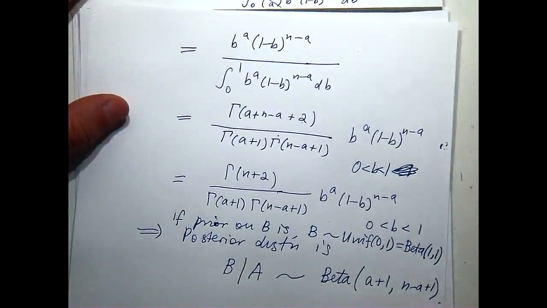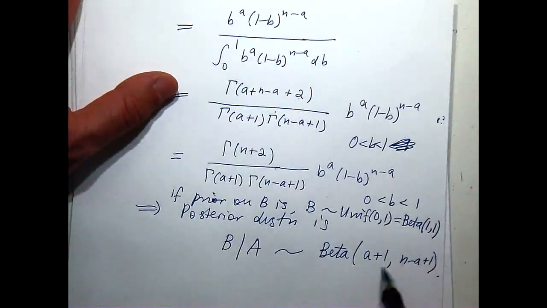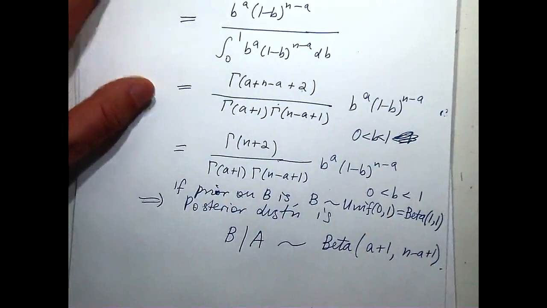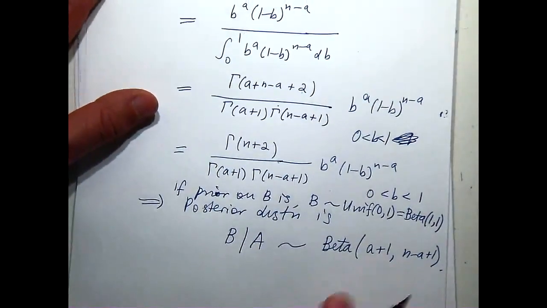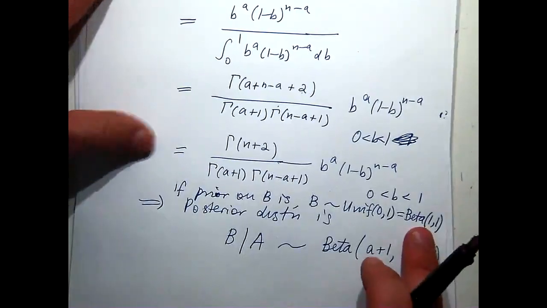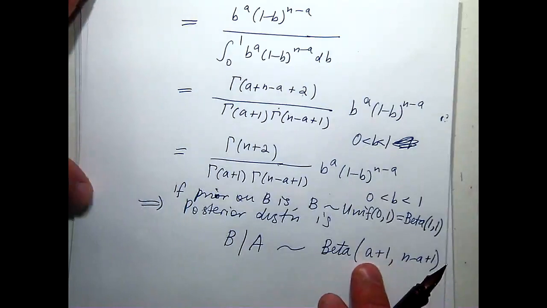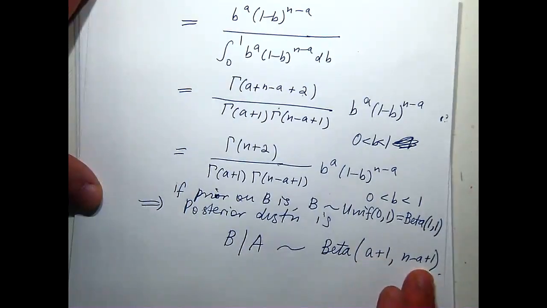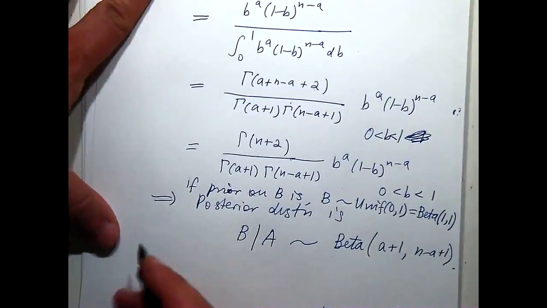So somehow, now I just want you to observe, something special to beta has gone on here. Effectively we had parameters 1, 1, the first parameter has increased by the number of successes, A, and the second parameter has increased by the number of failures, n minus A. That's actually a general property of this prior family.